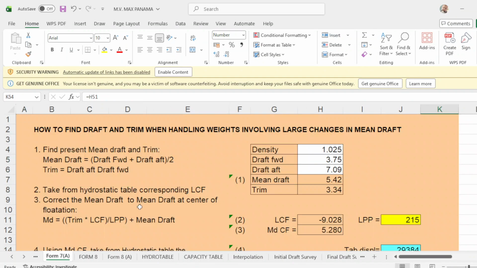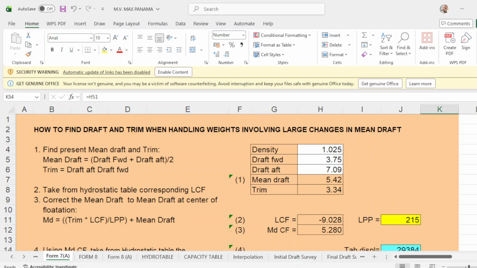Correct the mean draft to the mean draft at the center of flotation. So this is the formula to get the mean draft at the center of flotation: trim times LCF over LPP plus mean draft. So this will be number 3. The answer for the draft at the center of flotation is 5.28.